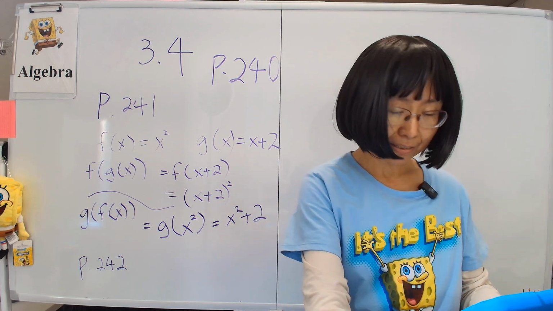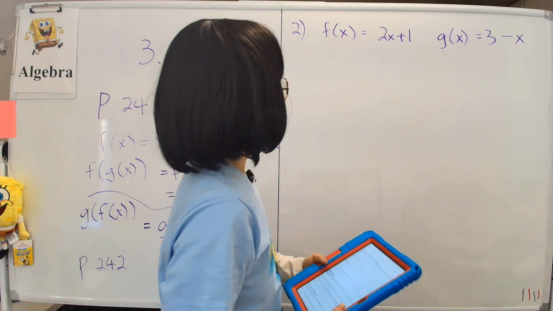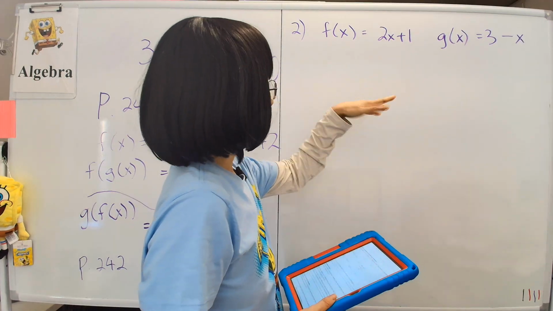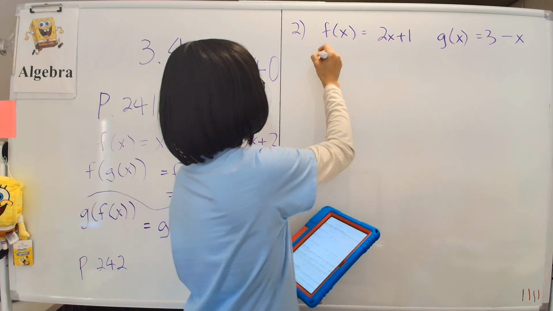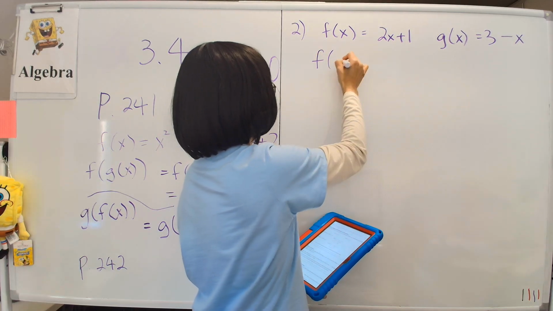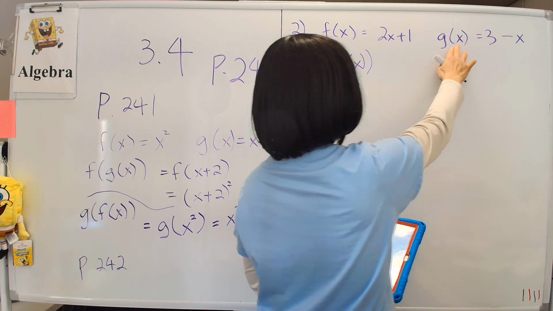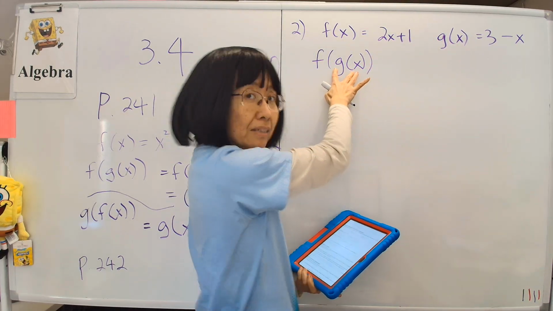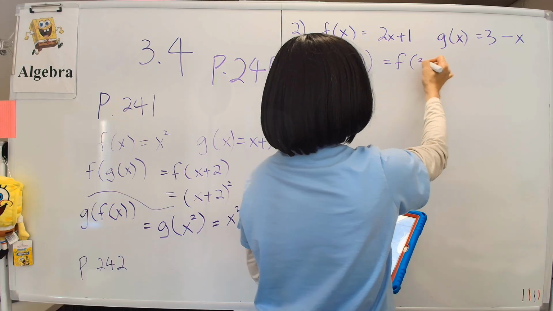So let me write this down. So here's our function f and g. They're somewhat similar, but otherwise they're two different functions. First, let's calculate what f of g is. F of g of x. As I mentioned before, we are going to stuff the entire g of x inside f's input. So that is equal to f of 3 minus x.